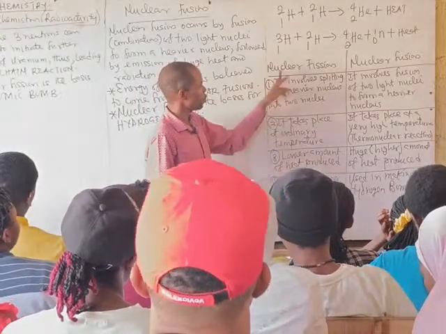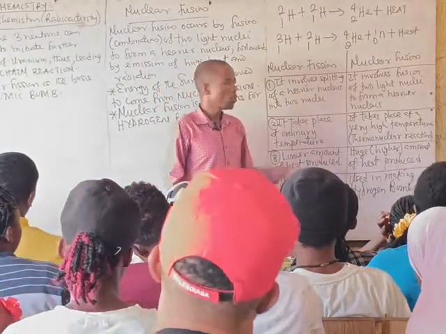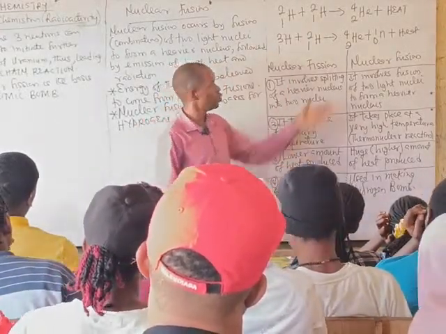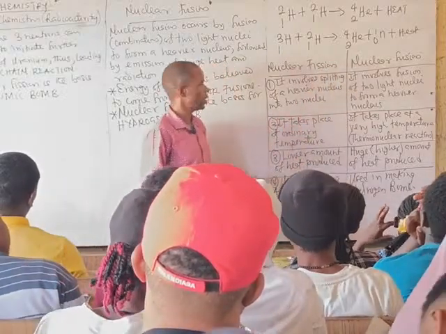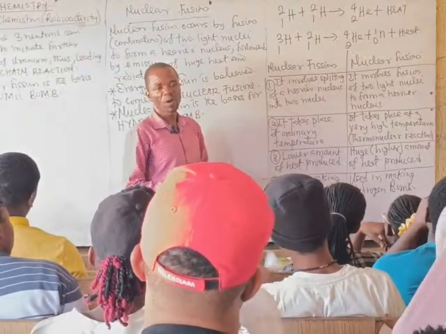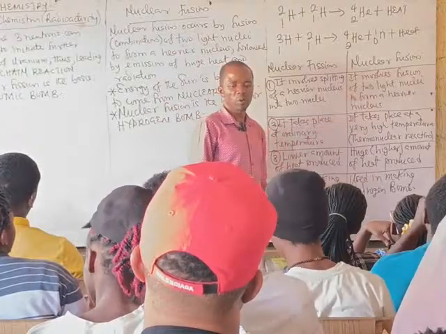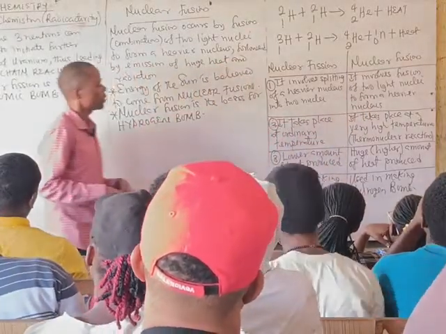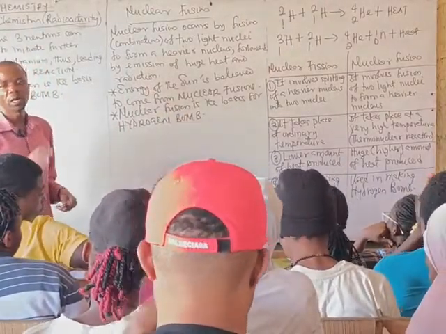Number three, even though both of them produce heat energy, nuclear fission produces lesser energy in comparison to the amount of energy produced during nuclear fusion. And finally, from what I've explained to you earlier, nuclear fission is the basis for the atomic bomb, whereas nuclear fusion is the basis for what kind of bomb? For the hydrogen bomb. So these four summarize the differences between nuclear fission and nuclear fusion.